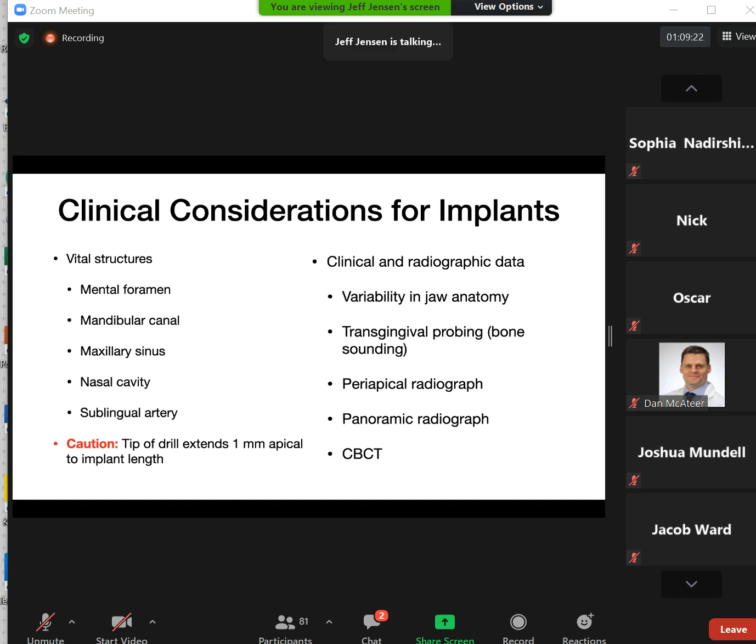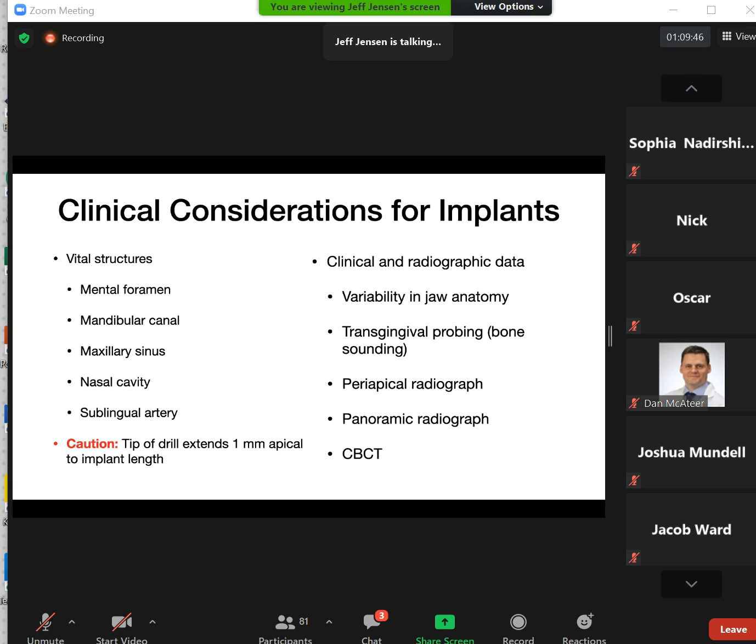Obviously everyone's going to be different. So how do we do this? We take a cone beam. We can do a PA or a pano or whatever we feel like we need. But right now, essentially the standard of care in most cases is a cone beam to show us where landmarks are, where anatomy is, how much bone, and that sort of thing.